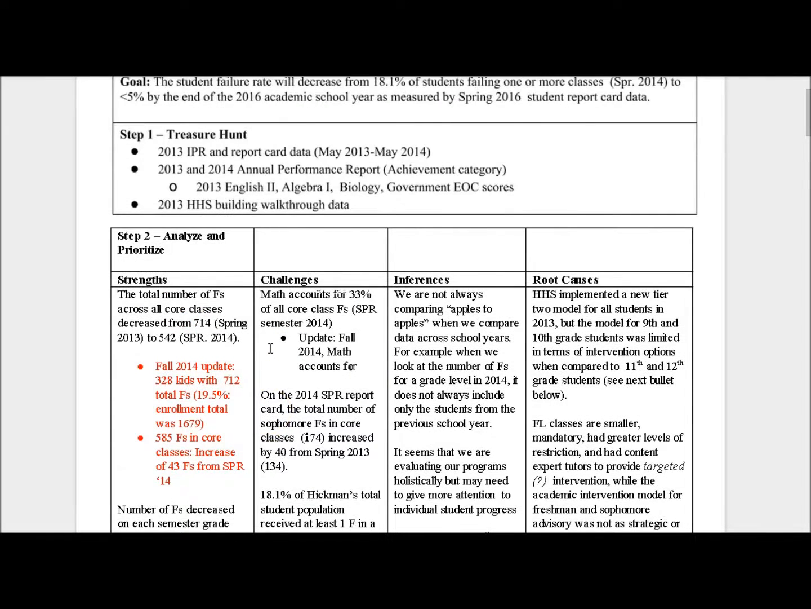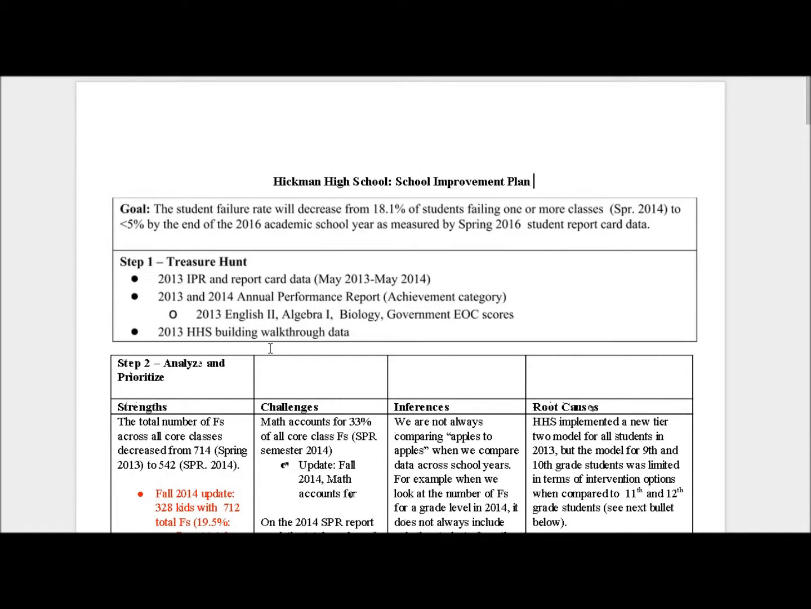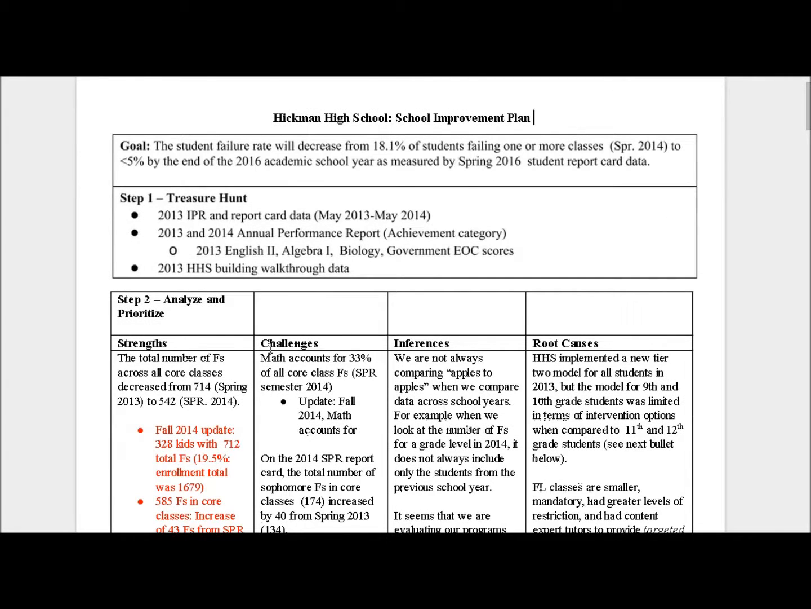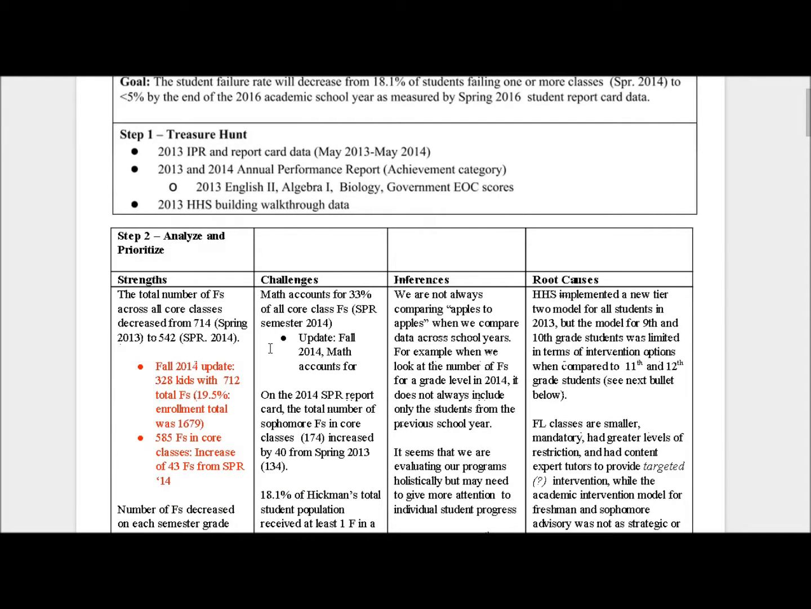So what I want to do now is talk about Hickman High School's school improvement plan. I'll walk through the steps of the DMR process as best as I can to streamline the process that I and Leadership Council took to adopt this school improvement plan for Hickman High School. The goal's on top, but I'm going to come back to that goal because it'll make more sense then, because that's really step 3. It's just on top of this document for the purposes of being able to see it.